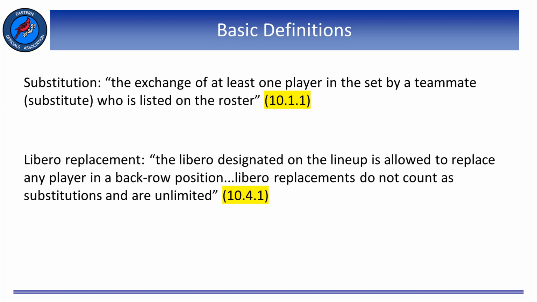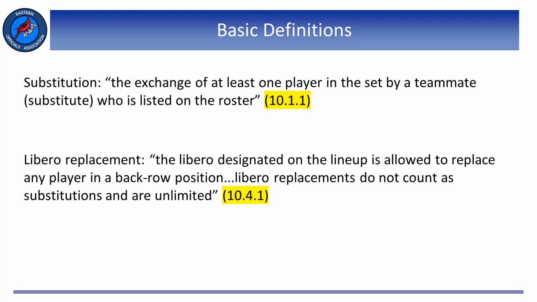First, let's cover some basic definitions. A substitution is the exchange of at least one player in the set by a teammate, the substitute, who is listed on the roster. Comparatively, a Libero replacement is defined as the Libero designated on the lineup is allowed to replace any player in a back row position. Libero replacements do not count as substitutions and are unlimited.